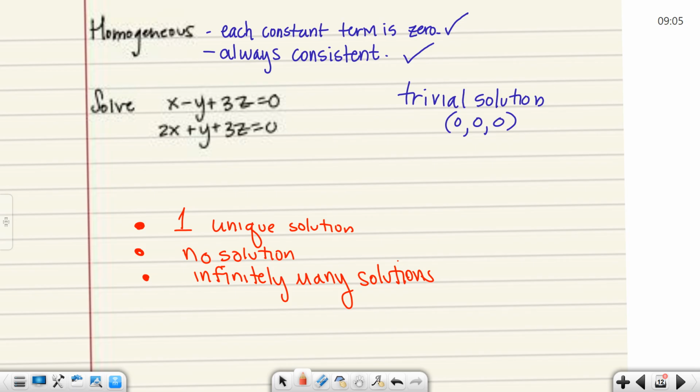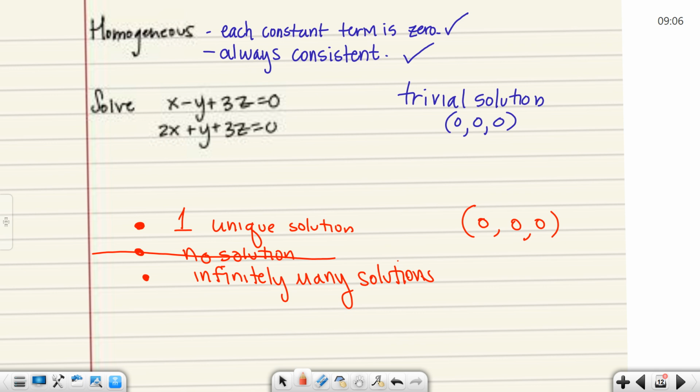In the case of a homogeneous system, no solution is not an option because it always has a trivial solution. So if it has the one unique solution, that would be the trivial one. So it's either going to have trivial or it's going to have a parameterization that gives infinitely many. Those are going to be your only options.